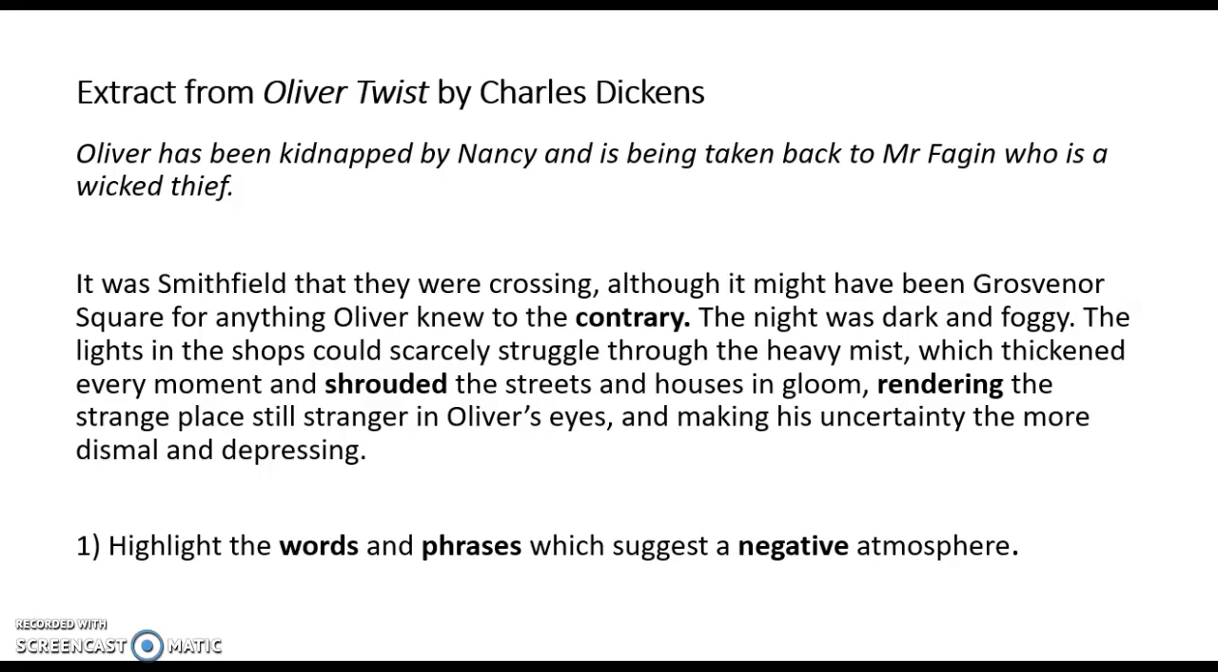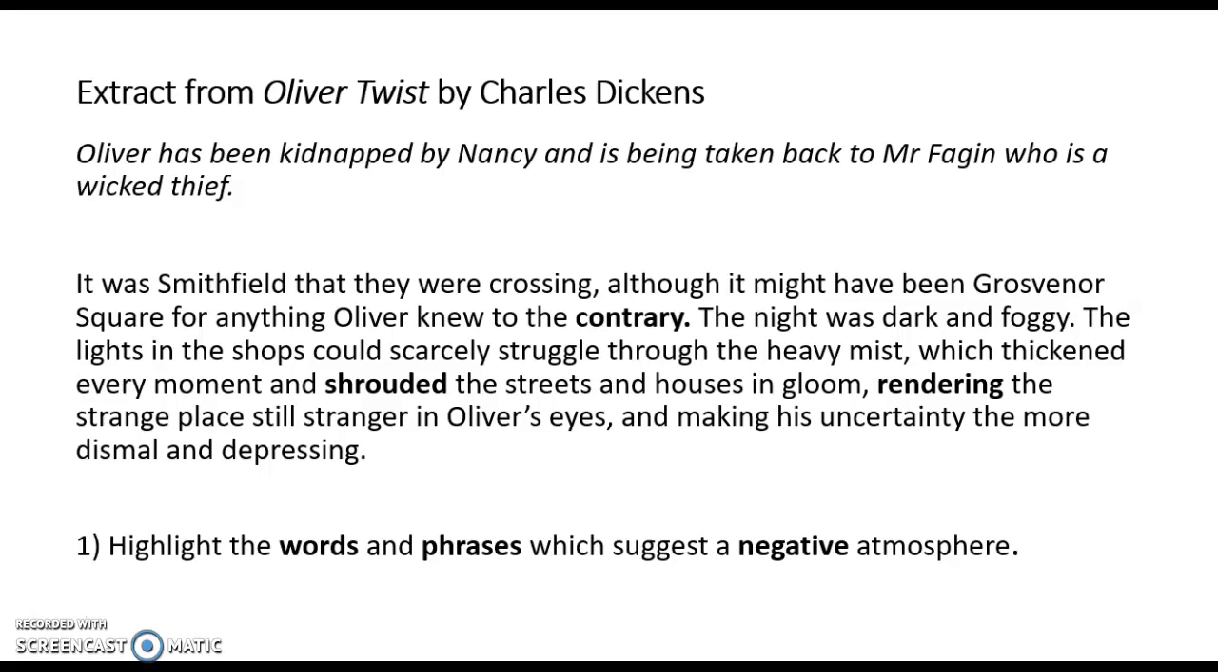Now we're going to read an extract taken from Oliver Twist by Charles Dickens. Oliver has been kidnapped by Nancy and is being taken back to Mr. Fagin, who is a wicked thief. It was Smithfield that they were crossing, although it might have been Grosvenor Square, for anything Oliver knew to the contrary. The night was dark and foggy.